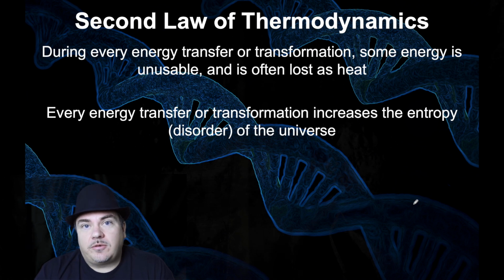Okay, so that's kind of an extreme example, driving your car somewhere. You can easily see your car engine gets very hot. But it turns out every single time you do an energy transformation, some of that energy becomes unusable energy lost to the environment as heat. Now, the other way of stating the second law of thermodynamics is every time there's an energy transformation, it increases the entropy of the universe.